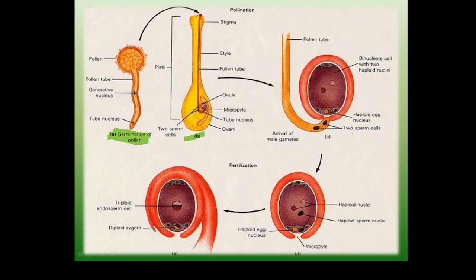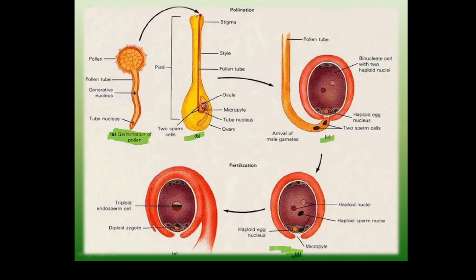Now see, these are the two male sperm cells, or the male gametes. This is the haploid egg nucleus. Here you have the binucleate cell with two haploid nuclei. These two polar nuclei are there, and here is the haploid egg nucleus. Now C is done. Now D.